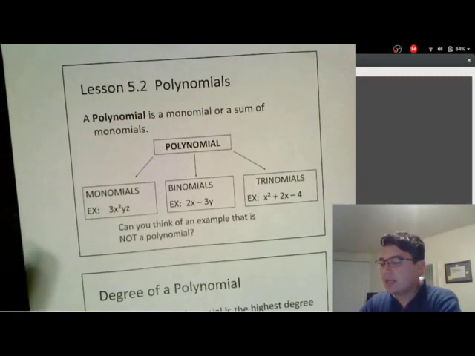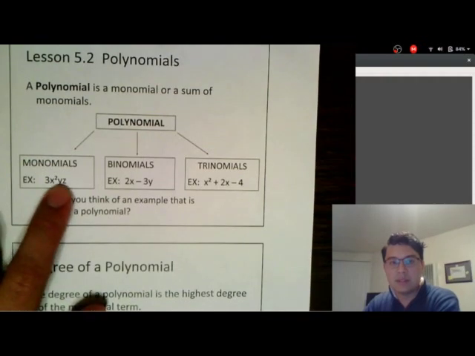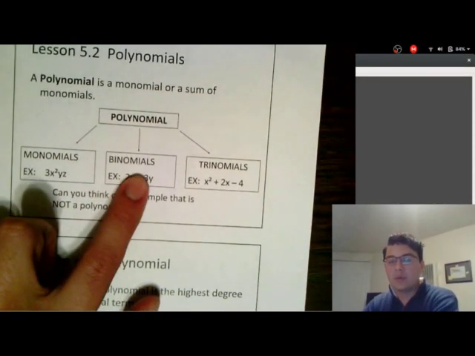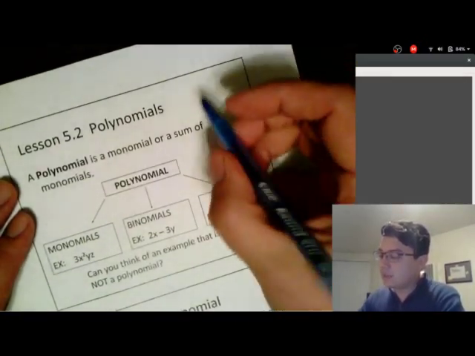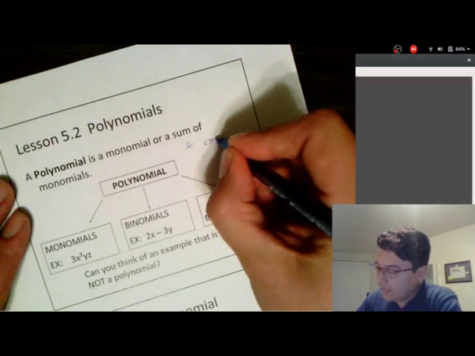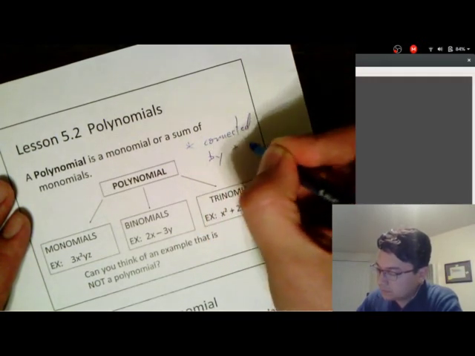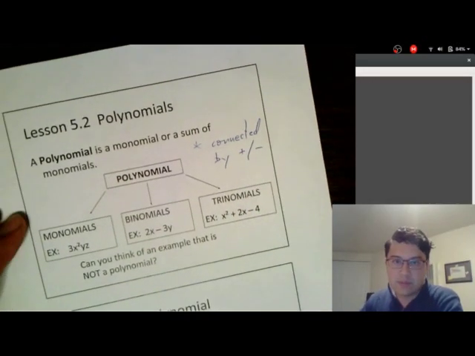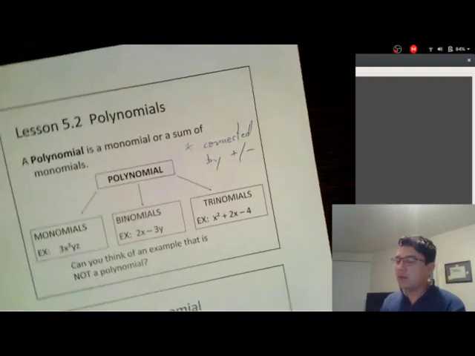We talked about this last time. We have monomials. Monomials are things that are only built by multiplication and division, so something like 3x squared yz. This is a monomial. Binomials are when we have multiple monomials connected together by addition or subtraction. Okay, so all of these down here are going to be polynomials.